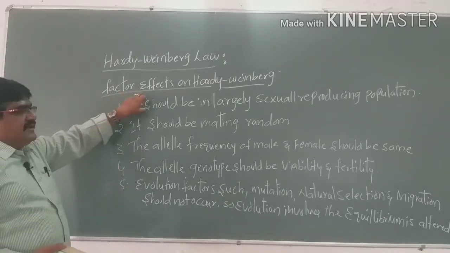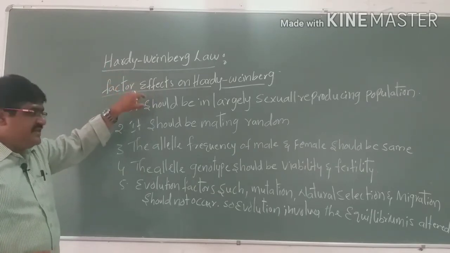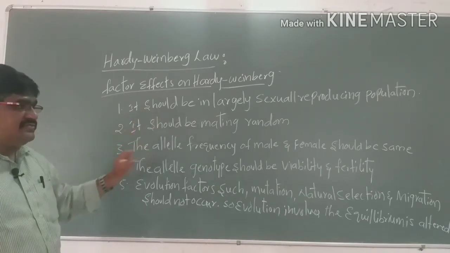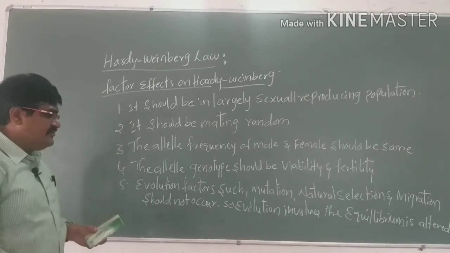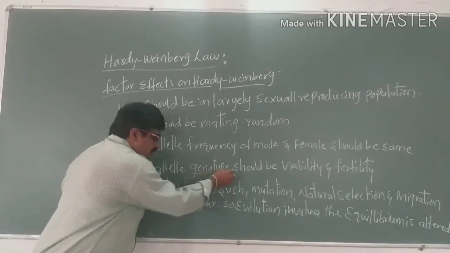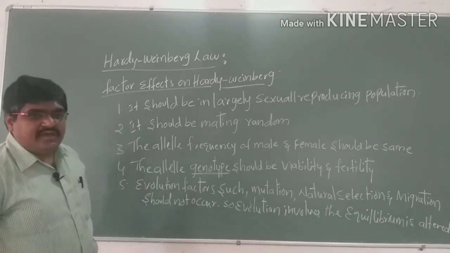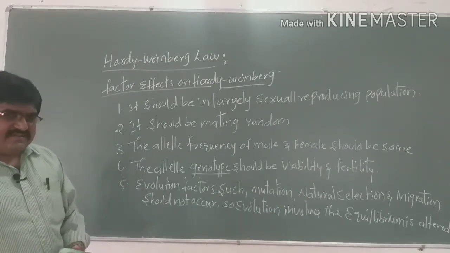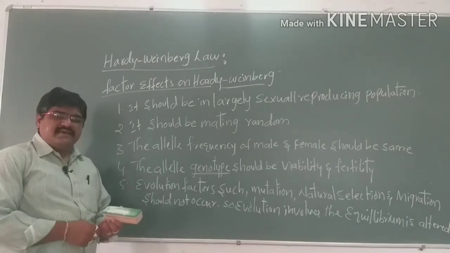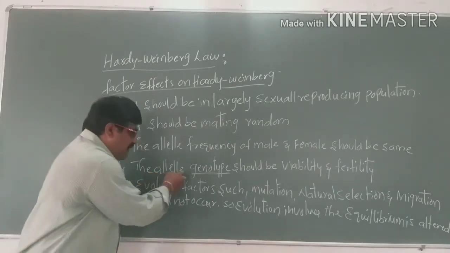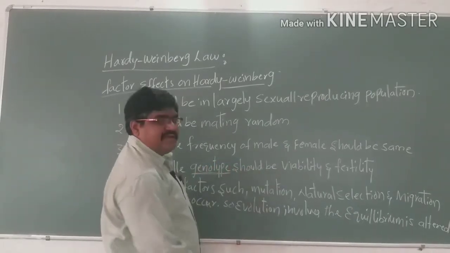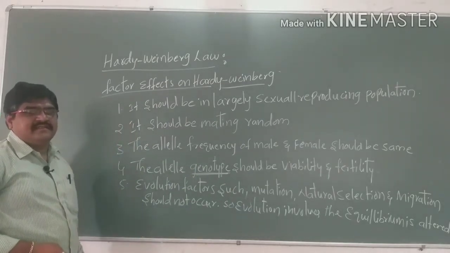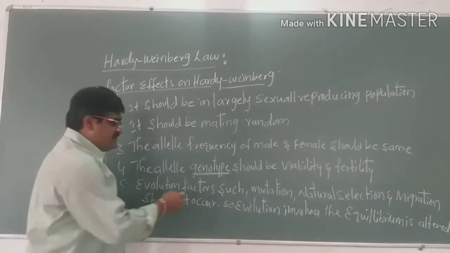First one, it should take place in a largely sexually reproducing population and mating should be random. Also the allele frequency of male and female should be the same, and the allele genotype. Already we know from principles of inheritance and variations what a phenotype and a genotype are. So the allele genotype should have viability and fertility. Genotype means the internal constitution of a gene, the internal structure of a gene.